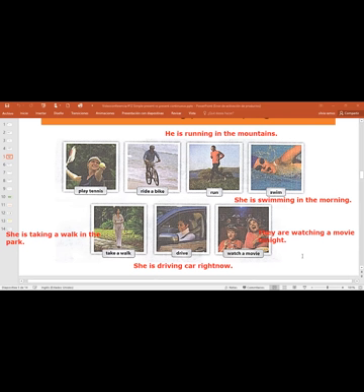Very good. We have these examples. Is this clear? You can have other examples. Do you have different examples? Teacher, they are watching a movie at the cinema. Excellent, very good. They are watching a movie at the cinema. Excellent job. Azalea, what's another one that you have?